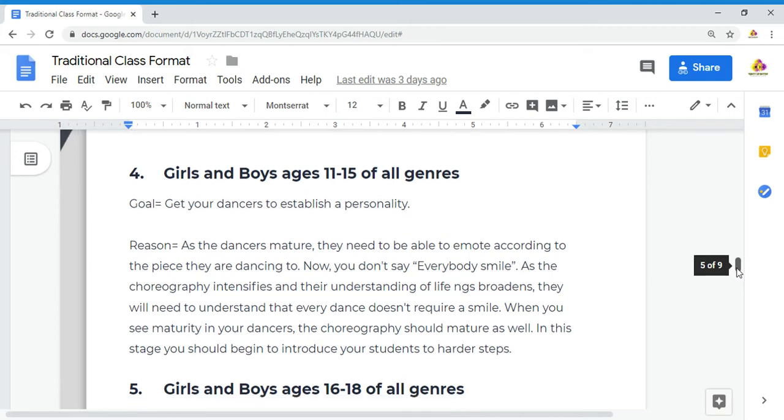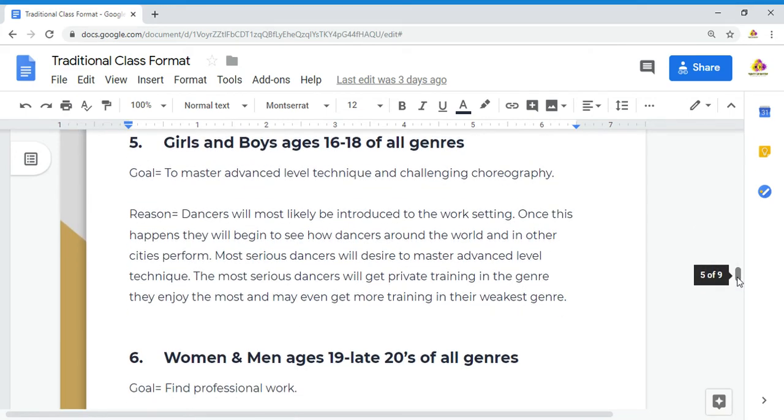All right, moving on. Number 5, girls and boys ages 16 to 18 of all genres to master advanced level technique and challenging choreography. All right, so at this point, you want to be able to challenge your student. You want them to understand that every piece of choreography is not going to be easy, that you're going to have to really work hard to get those challenging pieces, those pieces that make you say, oh my gosh, I can't believe I just did that. You know what I'm saying? That's where you want them to go, because now they're striving towards number 6, to get professional work.